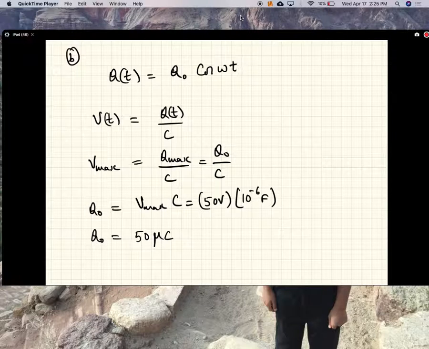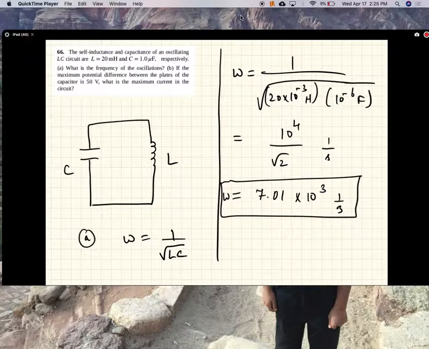Now we have Q of t as an expression, as a function of time: 50 microcoulombs times cosine omega t. And we already have omega from the previous part, from part A. Now, what is the maximum current in the circuit? The current in the circuit is dq by dt.